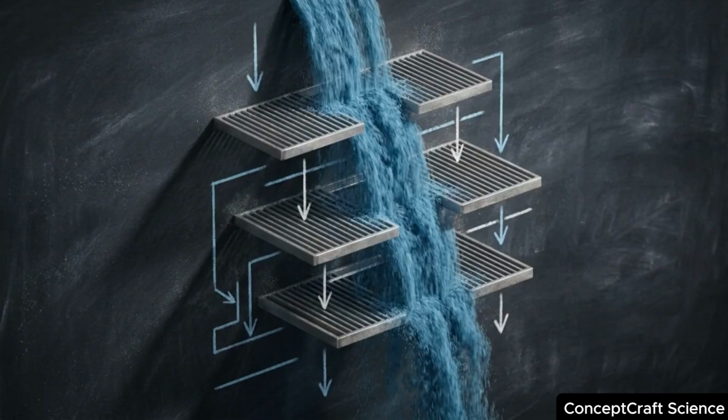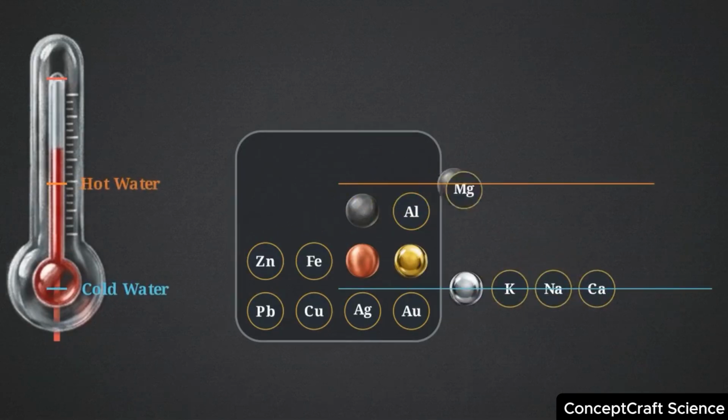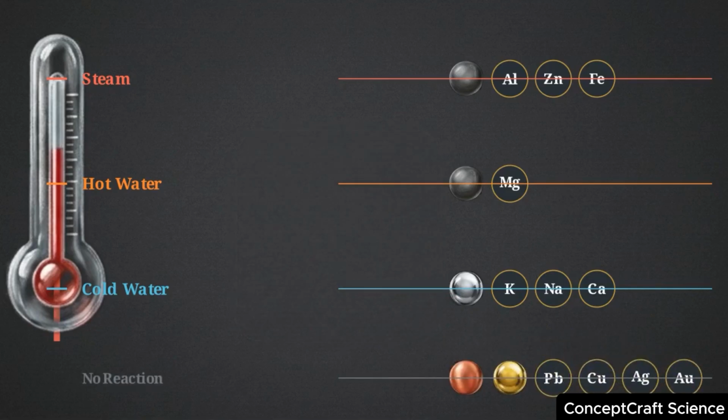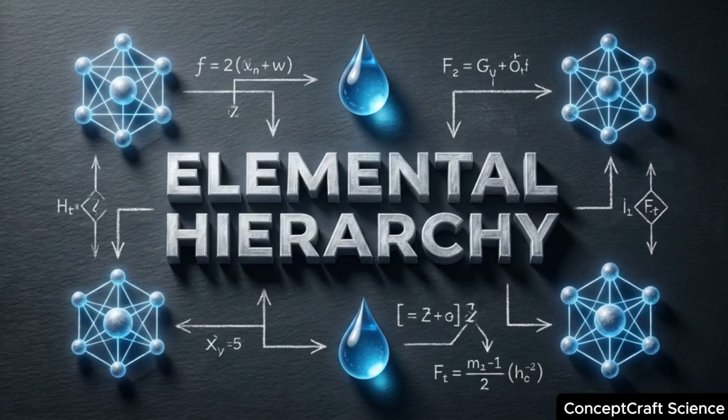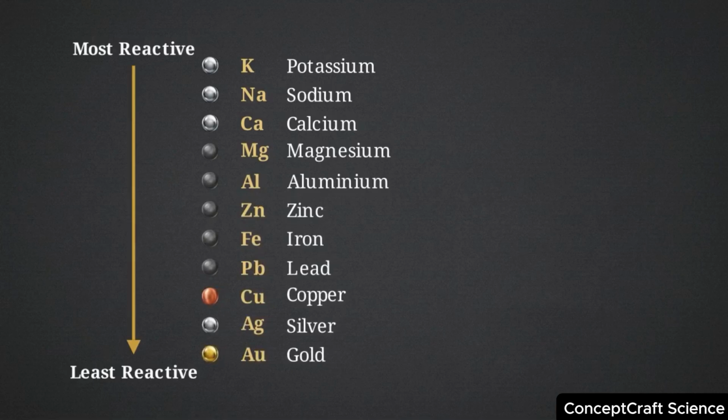Water functions as a tiered chemical filter. By stepping up the energy from cold liquid to steam, we fracture the elements into distinct tiers based on the thermal energy required to force a reaction. These test results follow a specific pattern called the Reactivity Series. Combining our observations, we build a hierarchy ranking elements from highest reactivity to lowest. This list maps directly to our tests.